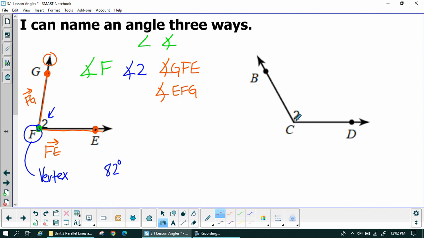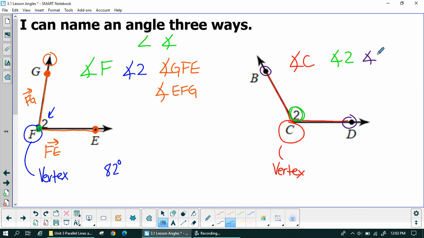And so I can do the same thing for this one. I have two sides. And C is my vertex. And so I can name this angle C. This angle also has a label in it. That's not a measure because there's no degree symbol, so I could call it angle 2. And then I could use a point on each side, B and D. And as long as C is in the middle because that's the vertex, I could call this either angle BCD, or I could call it angle DCB. As long as C is in the middle, it's telling us where the vertex is.